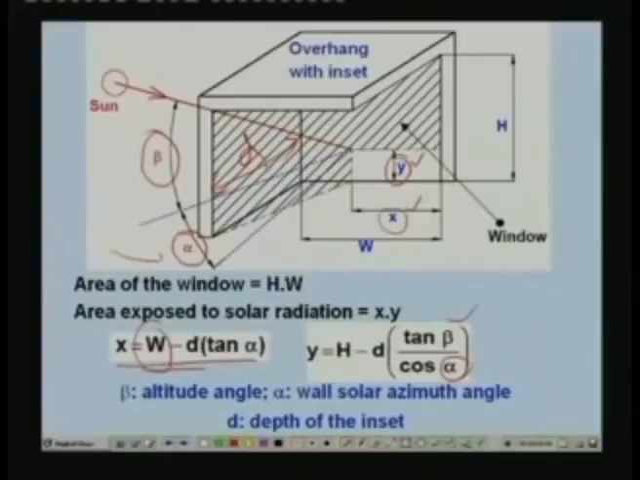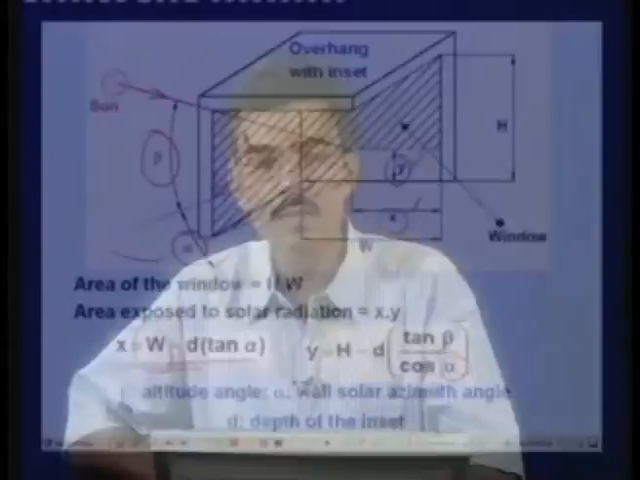So, if you know the dimensions of the overhang, what is the width of it, what is the depth of the inset, and if you want to find out at any particular instant how much area of the window is shaded and how much area of the window is exposed, then you can calculate it very easily if you can calculate the altitude and wall solar azimuth angles.